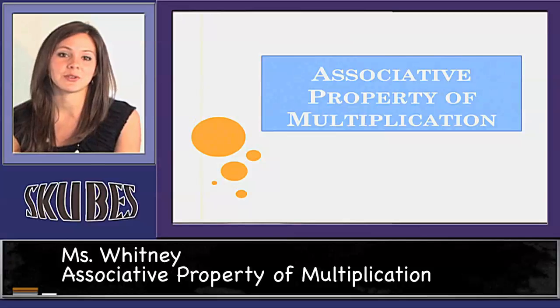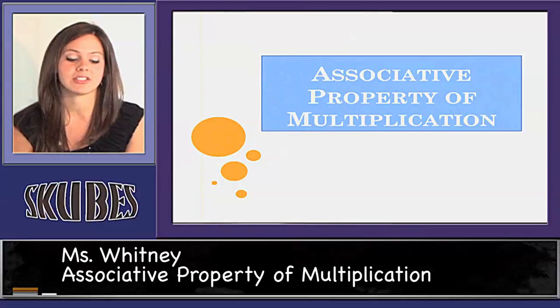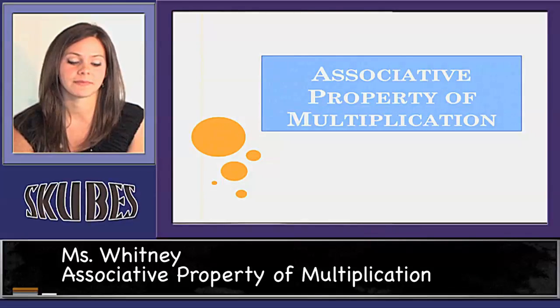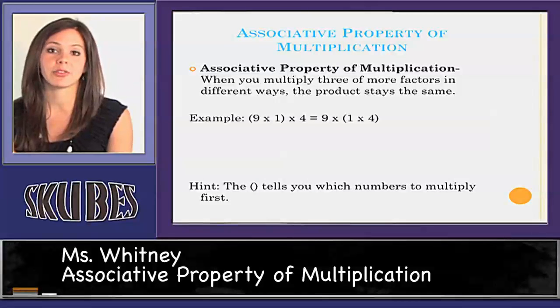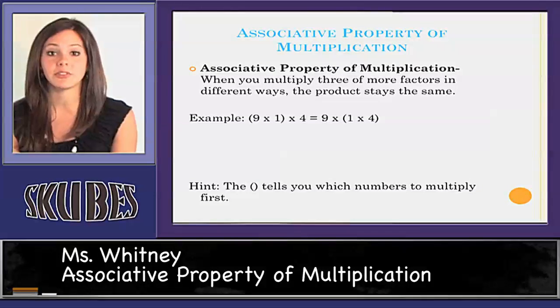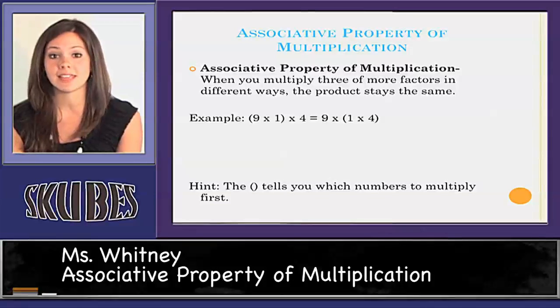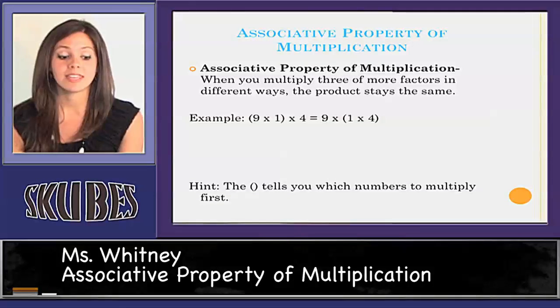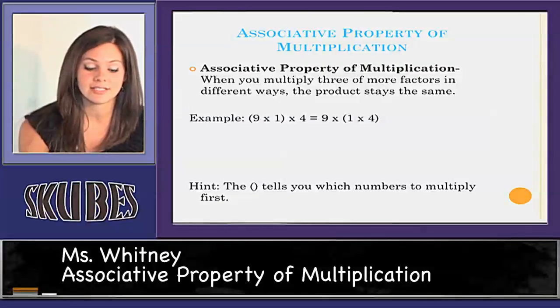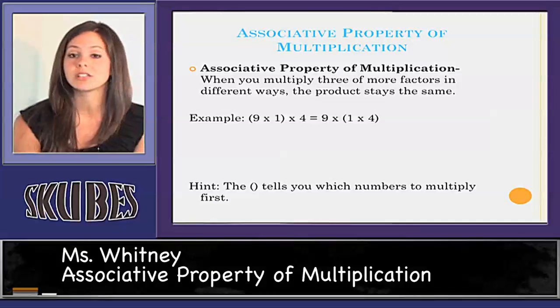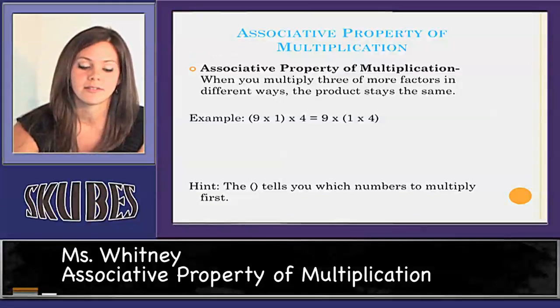Let's talk about the associative property of multiplication. When you multiply 3 or more factors in different ways, the product stays the same. The key is the parentheses tell us which numbers to multiply first.